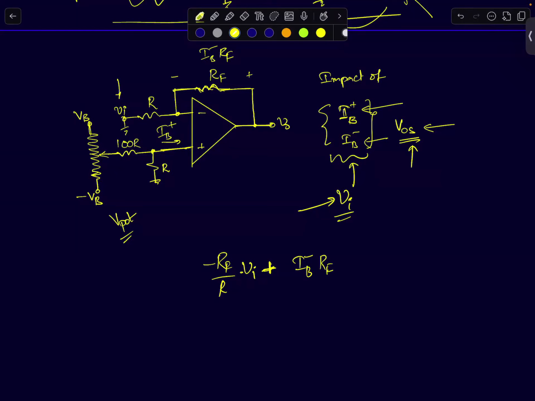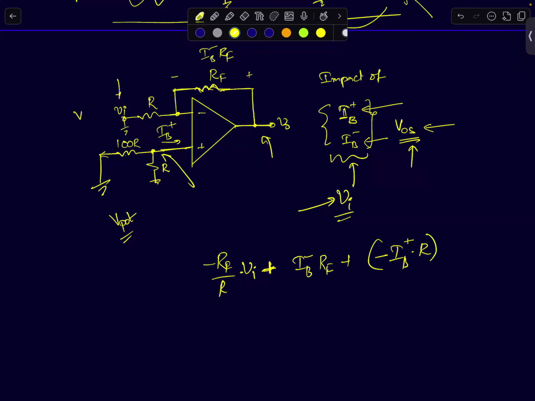If only IB plus is present, what will be the voltage due to IB plus at the output? See, if you assume V pot is 0, that is, this node voltage is 0, then you have R and 100R in parallel. I can approximate it to R itself, right? You have two resistors. The smaller of the two resistors will dictate the overall parallel resistance. So I can treat it as R, and the voltage at this node, because of IB plus, is going to be minus IB plus into R.